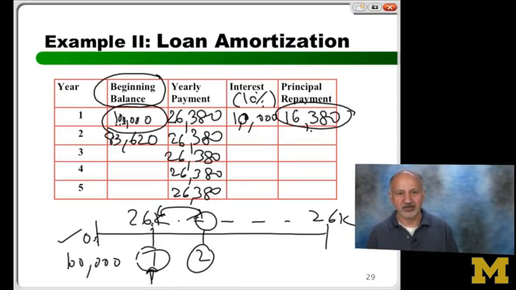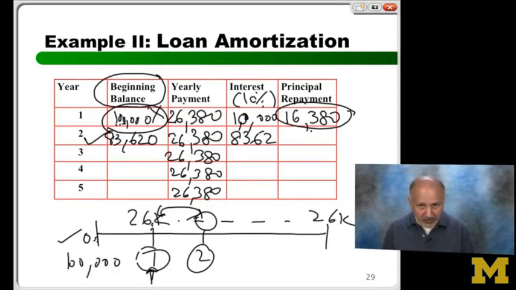So how much will you pay in interest? Pretty straightforward. 8,362. How did I do that? Pretty straightforward again. The interest rate is 10%. I took the 10% and I didn't multiply it to the 100,000. I multiplied it to 83,620. Why? Because I don't owe the bank 100,000. I owe the bank only 83,000 at the end of the first year.